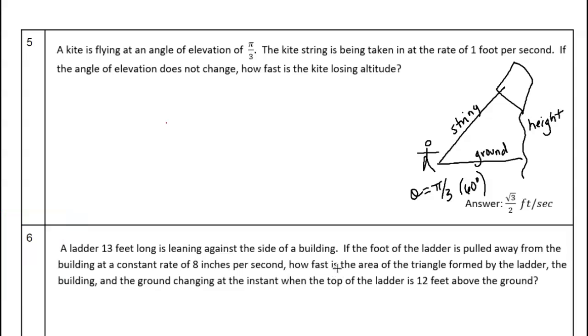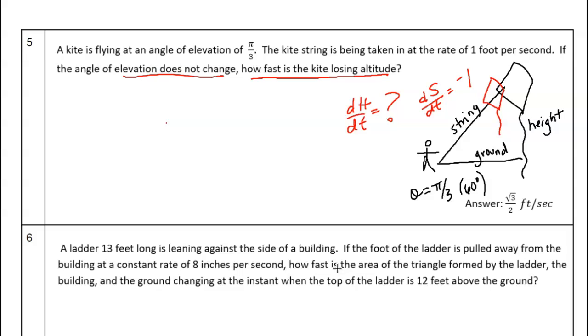The string is being taken in like this. I see our kite's going to be coming in closer to us at a rate of 1 foot per second. So that means that ds/dt is -1 because it's going to be getting smaller, if the angle of elevation does not change. That should make sense because we can keep the same angle and still bring our kite in. How fast is the kite losing altitude? Well, altitude is height. So I want dh/dt.